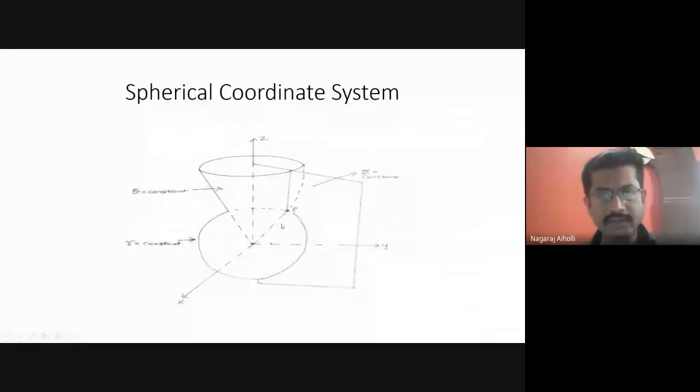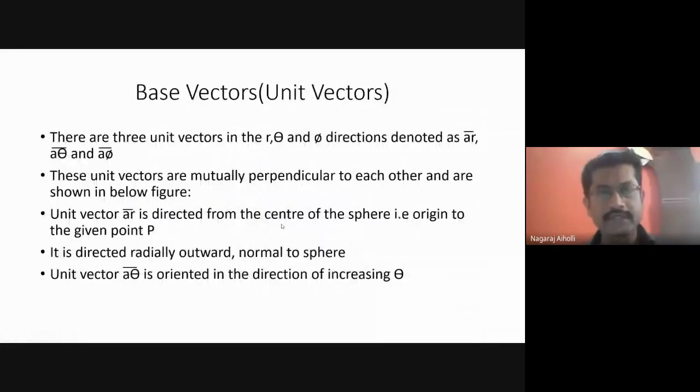In continuation with that, next are the base vectors or the unit vectors. There are three unit vectors in the spherical coordinate system, for the coordinates r, theta, and phi directions. These three unit vectors are AR bar, A theta bar, and A phi bar. These three unit vectors are mutually perpendicular to each other.